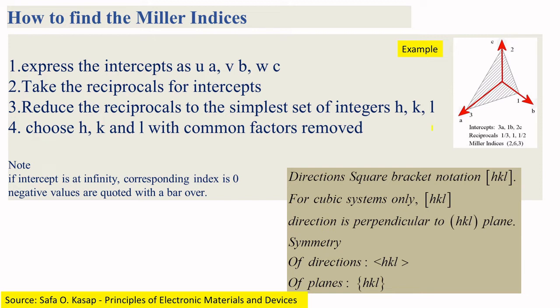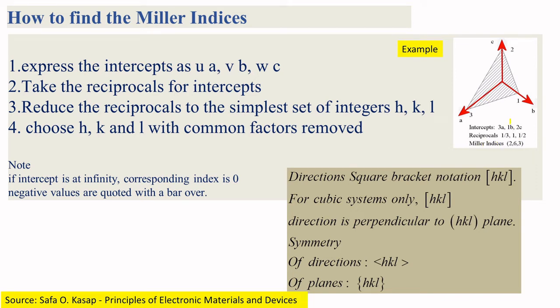Here you can see the coefficients are 3a, 1b, 2c, and the reciprocals are 1/3, 1, and 1/2. So I will multiply with 6, which is the LCM for these factors. I am just multiplying with the least common factor: 6 by 3 is 2, 6 by 1 is 6, and 6 by 2 is 3. So that is the Miller indices for the particular plane.